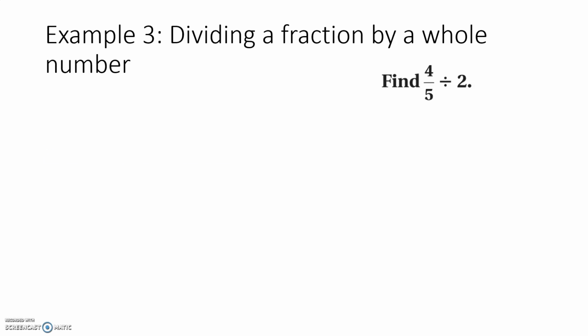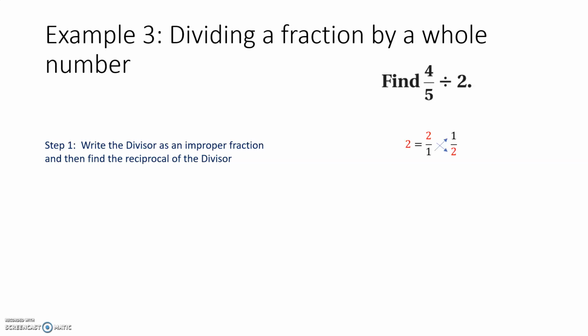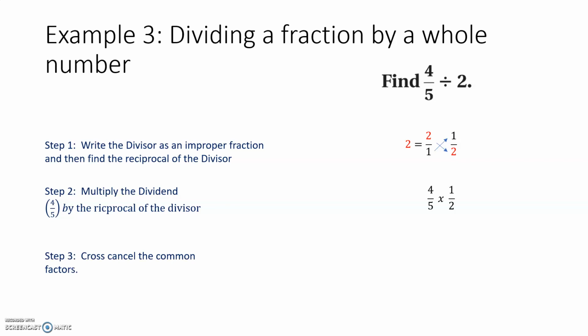Okay. So step one, I'm going to write the divisor as an improper fraction. So 2 equals 2 over 1. All right, and then I'm going to find the reciprocal of 2 over 1, which is 1 half. Then I just change my division symbol to multiplication, and then I just multiply. So 4/5 times 1 half.